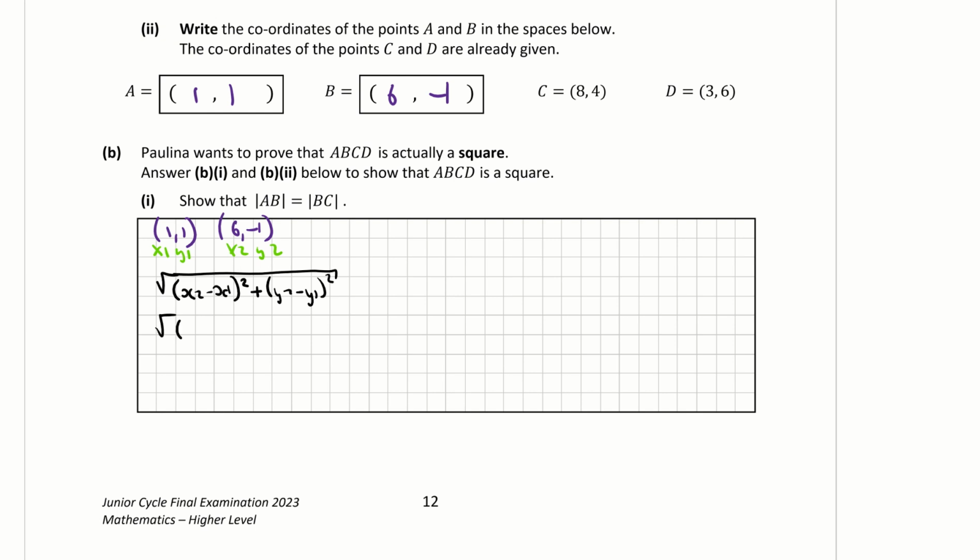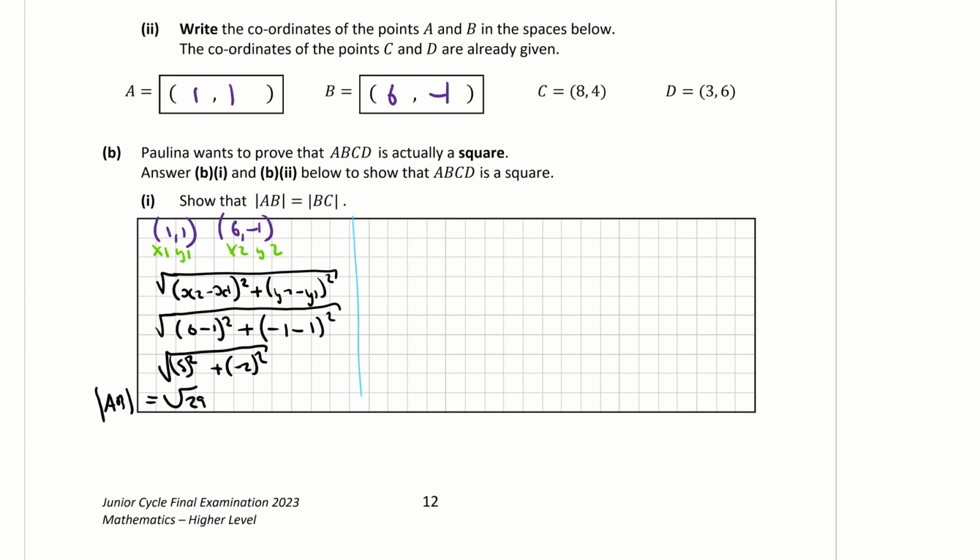You sub in your values. For x2, we get 6 minus 1 plus y2 minus 1, all to be squared, which is getting 5 squared plus minus 2 squared. And 5 squared is 25, minus 2 by minus 2 is 4, so that's getting me the square root of 29. So that's a B done. So let's just write that down actually beside it. So that's the distance from A to B.